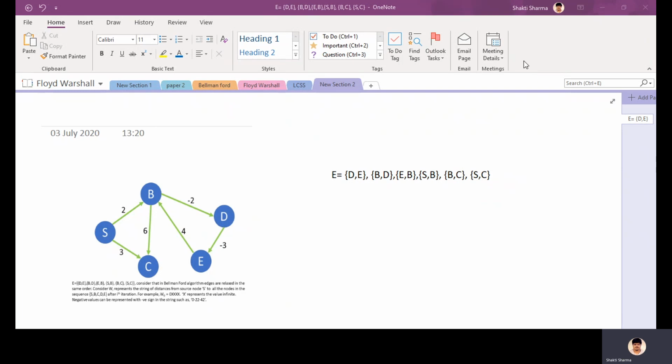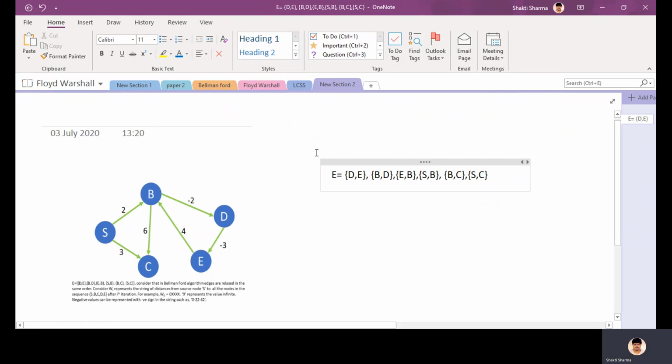If there is no change, then we can say that our result is good and that is the final shortest distance. But what will happen if we find that at the end of the 5th iteration the distance to any of the nodes has changed? That means there exists a negative cycle in the graph. So we can also determine the negative cycle by this method.